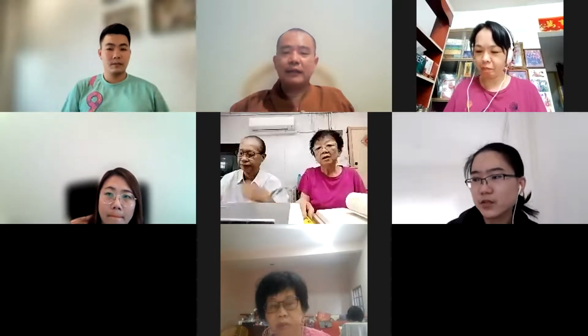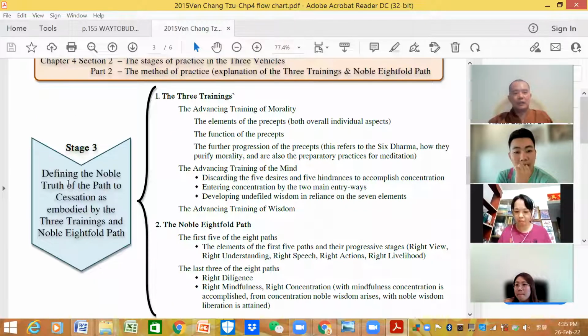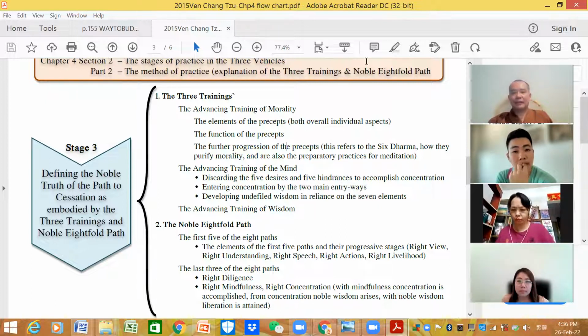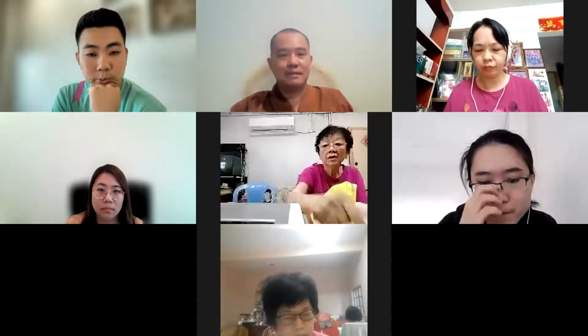Okay. Then after the core teaching, next we'll go to the third one, defining the noble truth of the path to cessation, embodied by the three trainings and the Noble Eightfold Path. Yes, okay. So the three trainings, meaning to say the morality, the mind and the wisdom. Okay, so after maybe long-term learning, possibly you can form a study group and become a leader. Then you have to force yourself to master all the details.